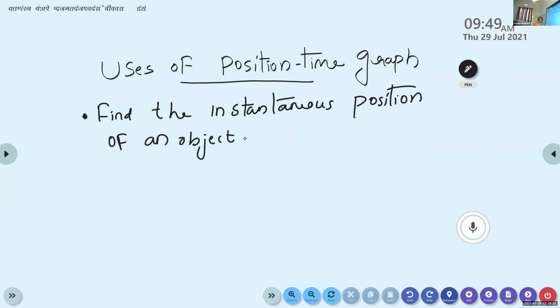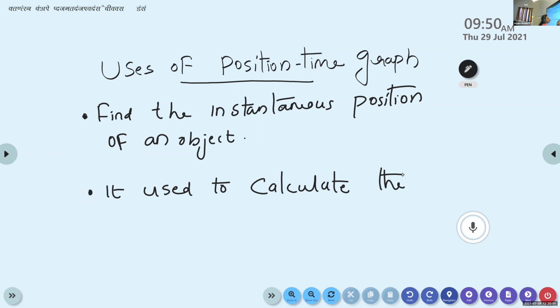Okay, so from the position time graph, we can consider any 5 uses. We get the instantaneous position of an object from the position time graph. And one more use for this position time graph: from the position time graph, we can calculate the velocity of a moving object.